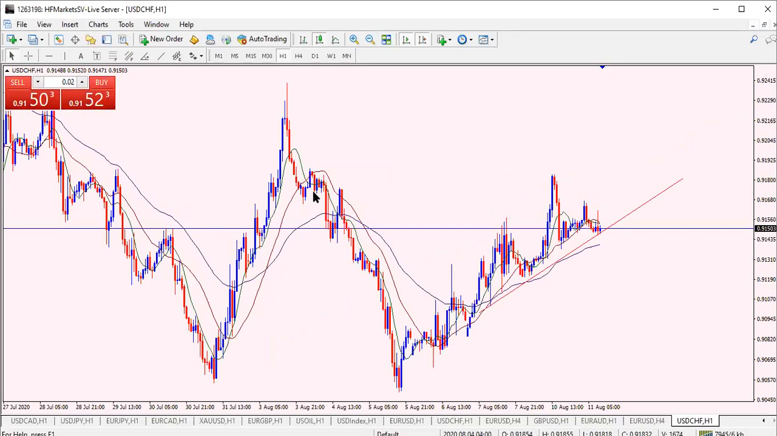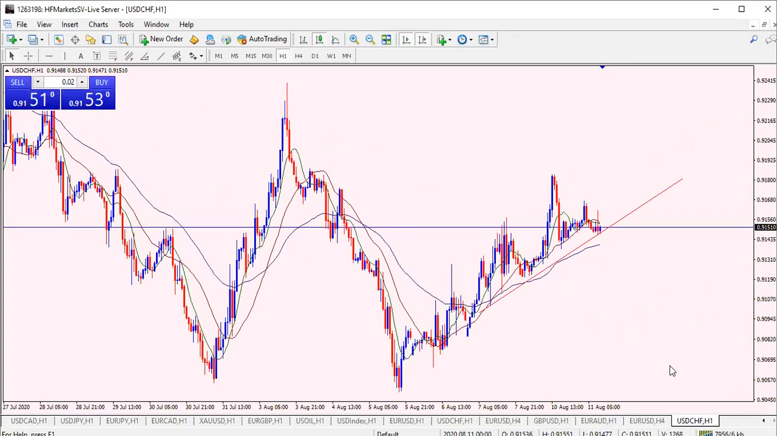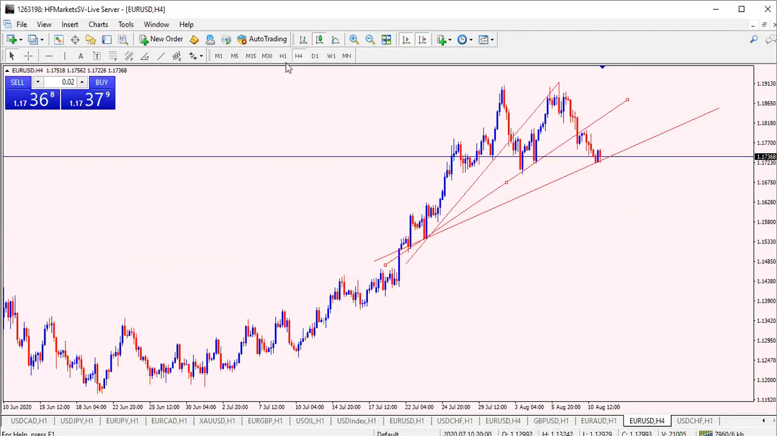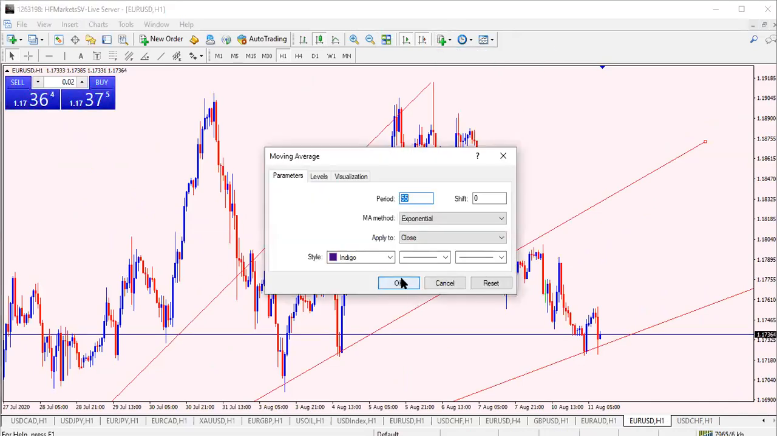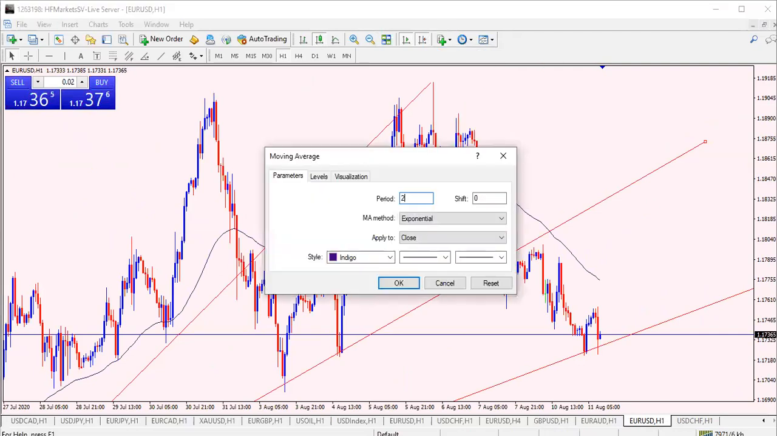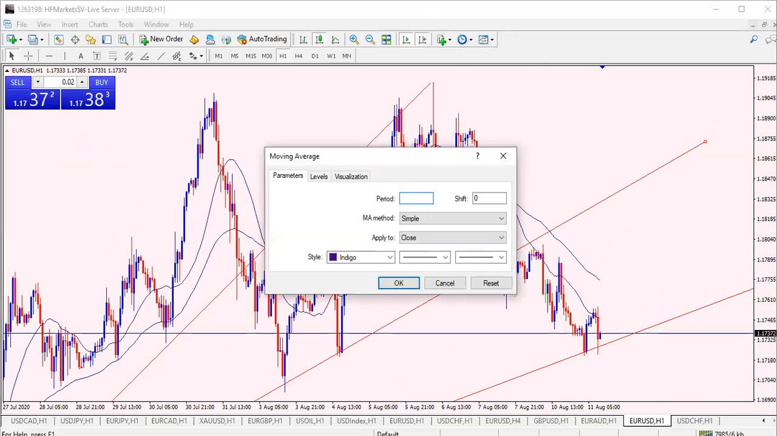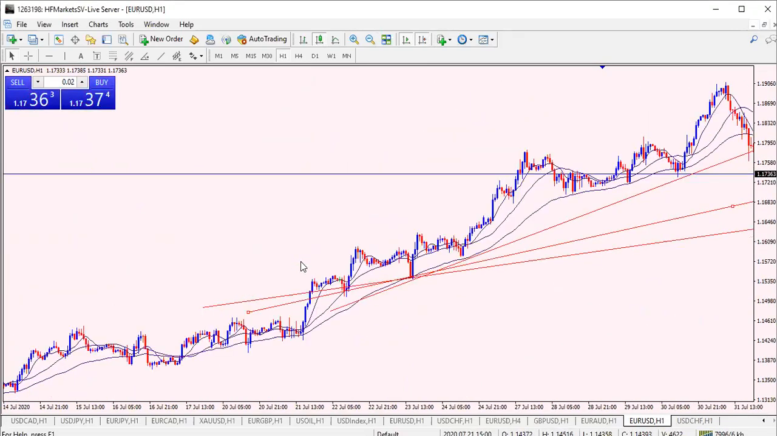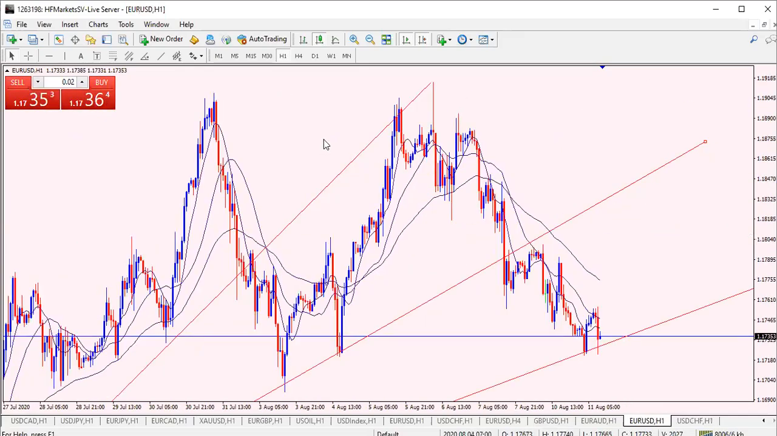So that's number one. Number two, you need to take note of this. Where the moving averages meet also indicates something powerful. Let me show you. Moving average 21, simple. Moving average 8, simple as well. Let me show you something quickly. I hope I'll be able to show you this average we are having here.